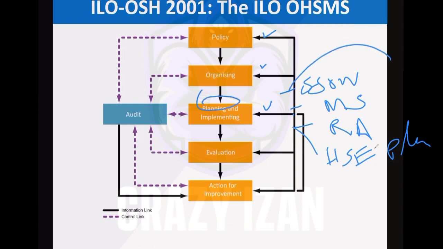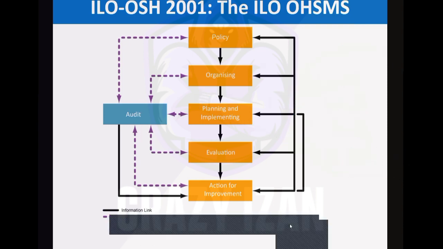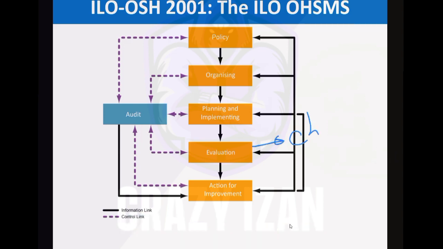Once you have all these systems in place, now you need to implement them. Okay. So implementation is the next part, so planning and implementation. Then during the implementation phase, you need to check and monitor. Checking and monitoring is known as evaluation.